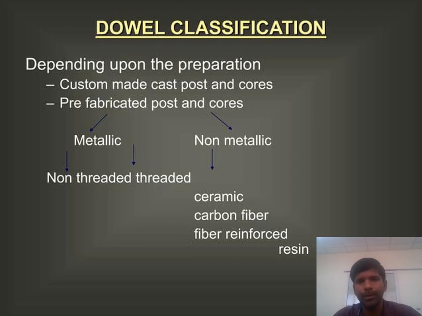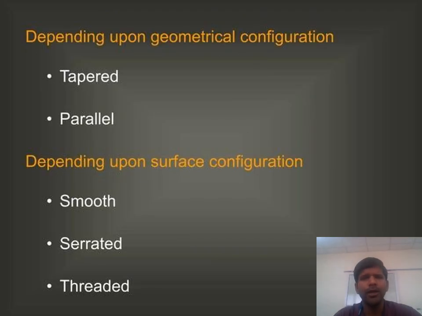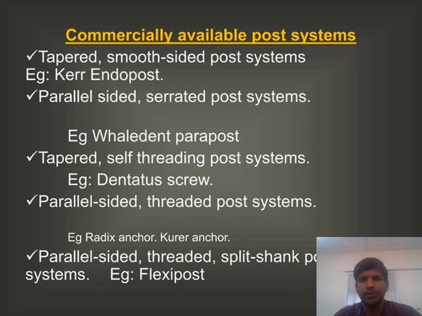Among the metallic prefabricated posts, non-threaded and threaded posts are seen. Among the non-metallic prefabricated posts and cores, it may be ceramic or made of carbon fiber or fiber reinforced resin. Depending upon geometrical configuration, the post may be tapered or parallel. Depending upon the surface configuration, the post may be smooth or serrated or threaded for retention purposes.